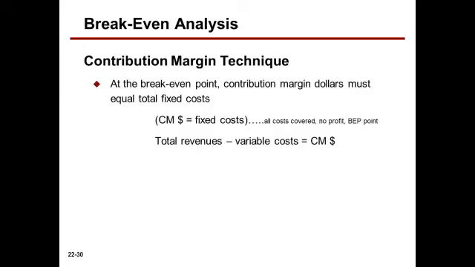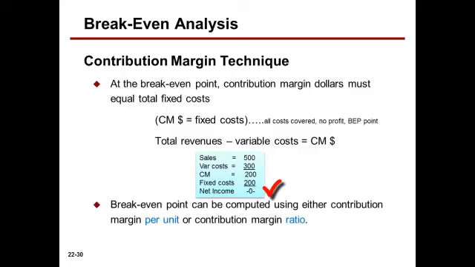Let's go back to this break-even point definition. Contribution margin dollars must equal total fixed costs. That is, all costs are covered and no profit will result at the BE point. And what are contribution margin dollars? Total revenues minus variable costs. Sales dollars less variable costs equals contribution margin, minus fixed costs equals net income. The break-even point can be computed using either contribution margin per unit or contribution margin ratio.